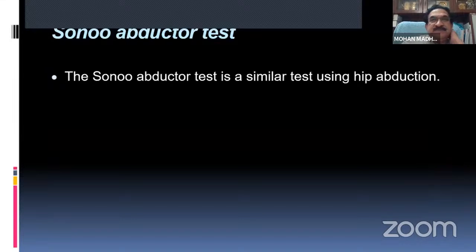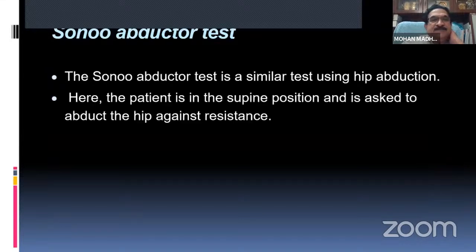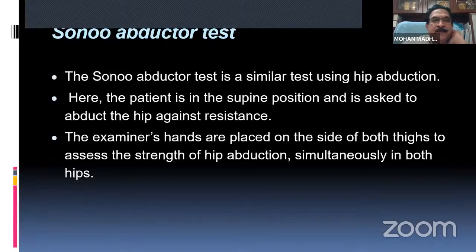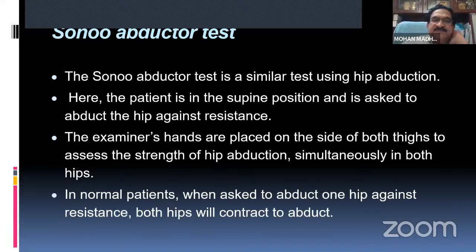It's a similar test using hip abduction, just like Hoover's test. If the patient is in supine position and asked to abduct the hip against resistance, the examiner's hands are placed on either side of both thighs to assess the strength of hip abduction simultaneously in both hips. In normal patients, when asked to abduct one hip against resistance, both hips will contract to abduct.